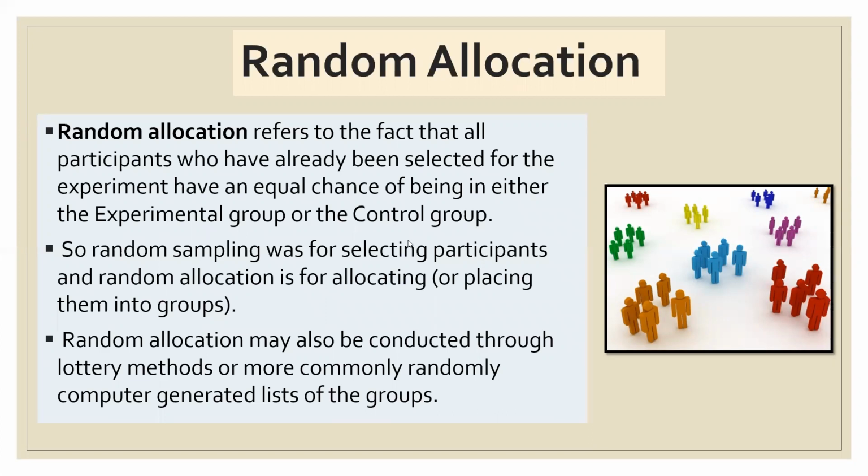Remember, allocation is how you divide something out. So random allocation is randomly dividing our participants into either the experimental group or the control group, where every participant has an equal chance of being selected for either group. And they can't just say, oh, actually, miss, I want to be in the control group, or I want to be in the experimental group. That's not how it works. It has to be randomized.